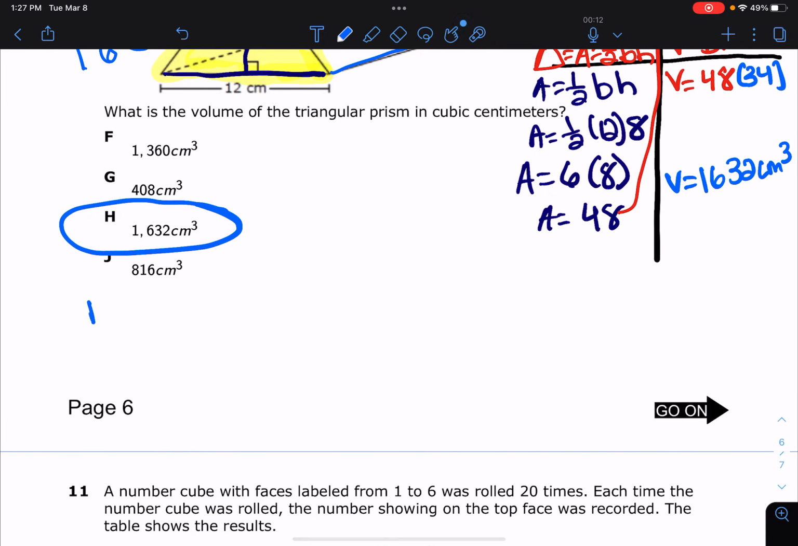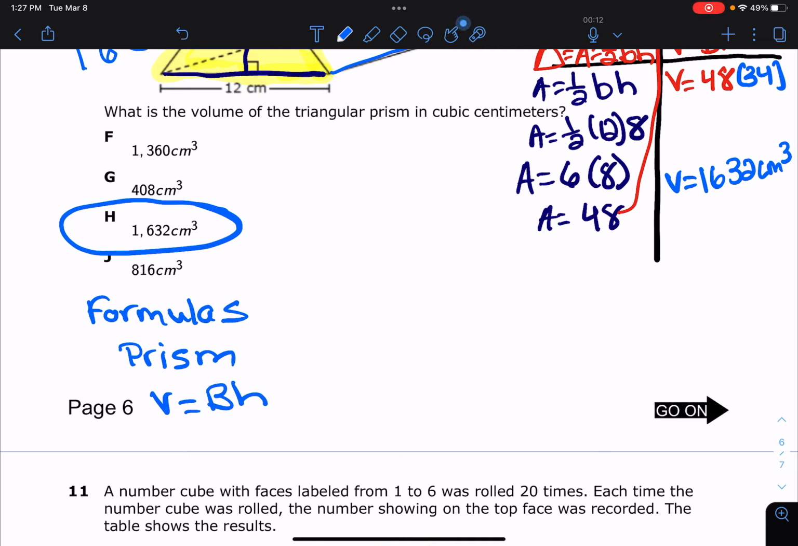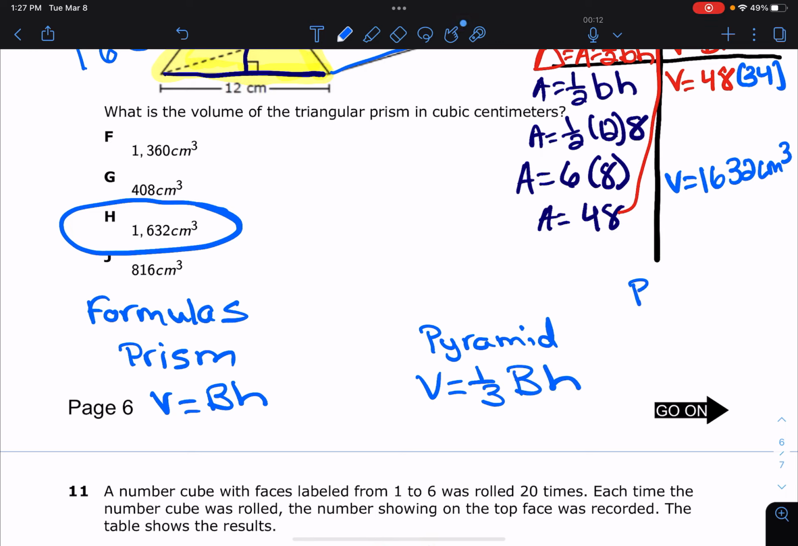So I'm going to write your formulas here. Your formula for a prism is V equals area of the base times height. And then the formula for a pyramid is V equals 1/3 area of the base times height. It's important to understand that this B equals area of the base. So that means you're going to use one of the area formulas for that.